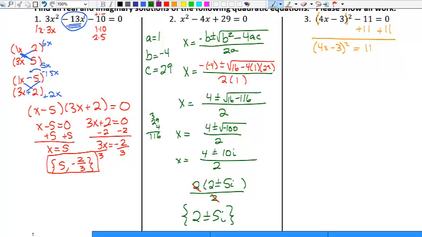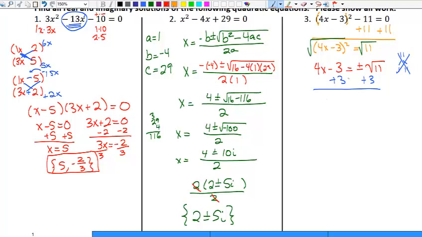Now that the parentheses are by itself, I can take the square root of both sides, and that just gets me 4x minus 3 equals plus or minus. Anytime I take the square root of both sides, I have to take the plus or minus part, the square root of 11. Now, square root of 11 doesn't reduce. If it could reduce, you would need to do it, but in this case, 11 doesn't have any prime factors other than 1 and itself, so therefore 11 can't break down.